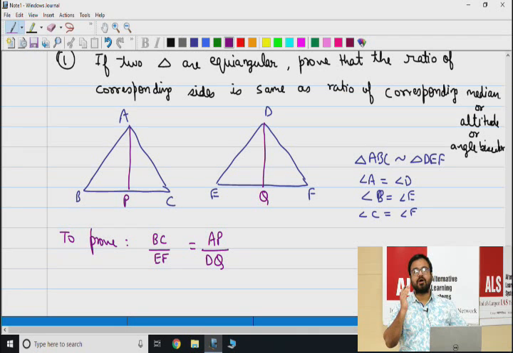Now, how will we proceed in this one? Since we want the ratio AP to DQ, we will have to prove that the two triangles which contain AP and DQ are similar. The AP side is in triangle ABP, and DQ is in triangle DEQ. So our aim is to prove that these two triangles are similar. If we can prove these two triangles are similar, then the ratio would be equal. So let us see.